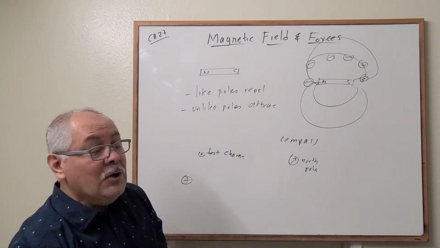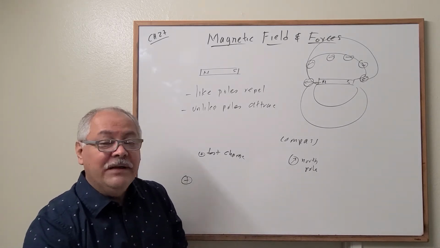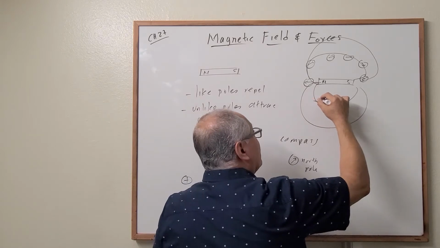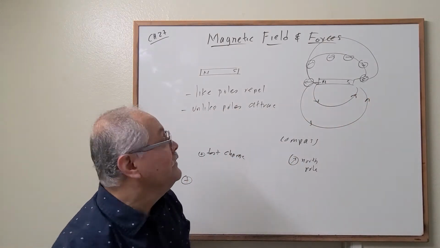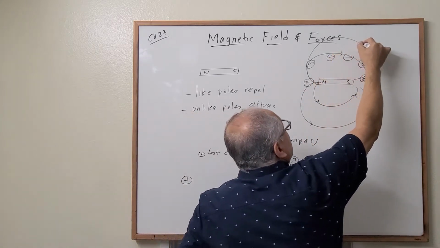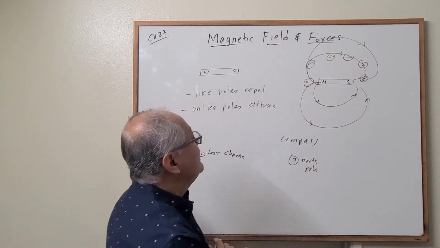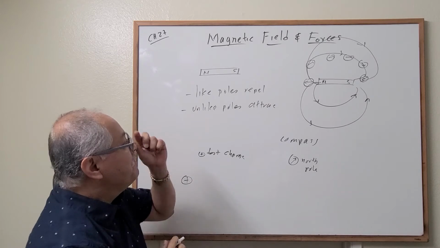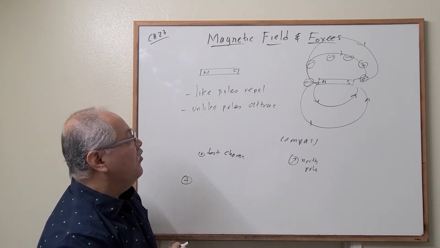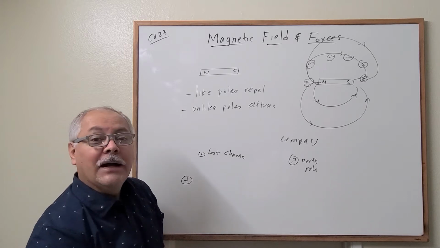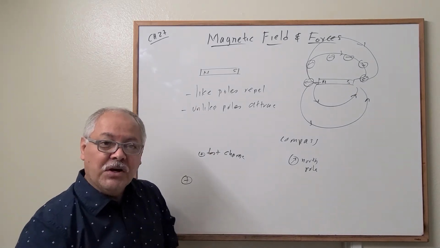Then, as we know, the magnetic field is a vector. It goes from north to south. North to south. This is by convention. Great. From north to south. Correct? Perfect.